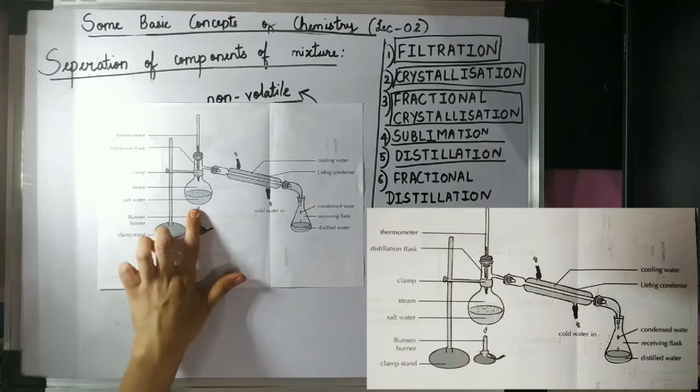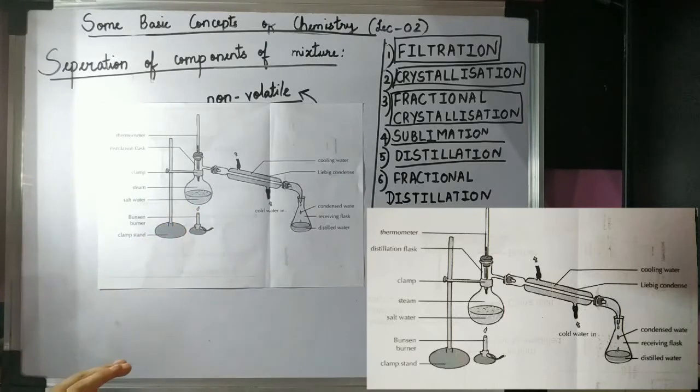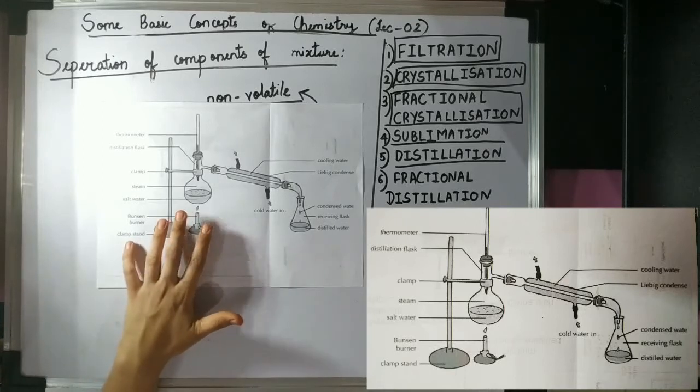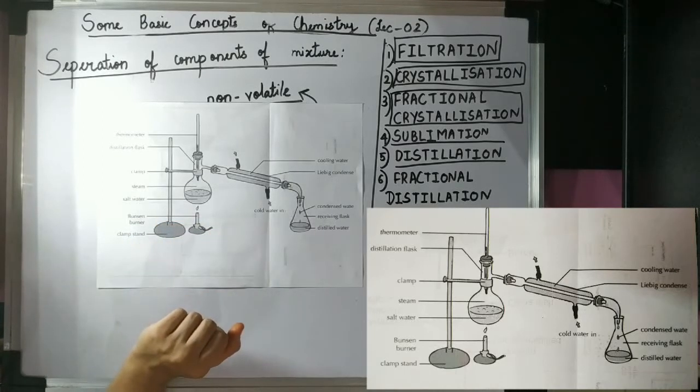Now this process is happening at 100 degrees Celsius. At 100 degrees Celsius a salt can neither melt nor boil, because its melting and boiling points are very high. So basically it is a non-volatile salt. This is the reason why we can use the method of distillation.